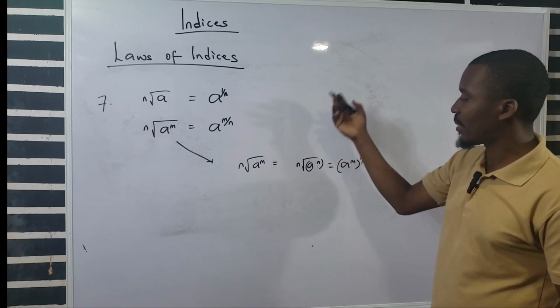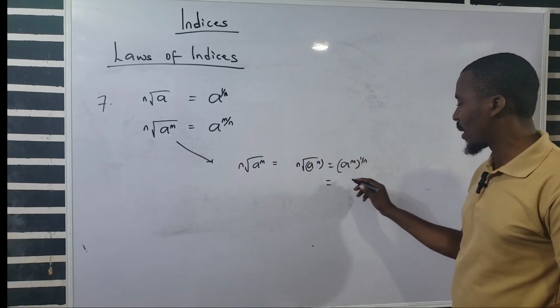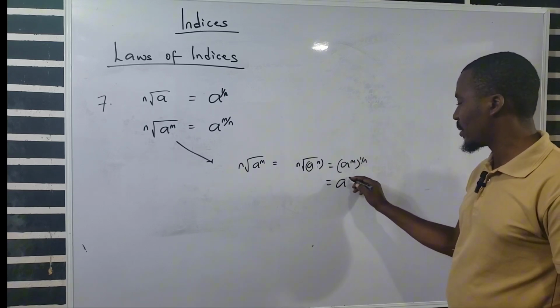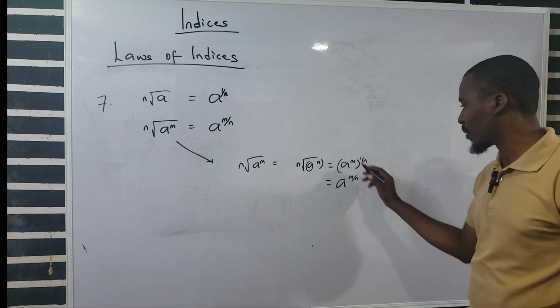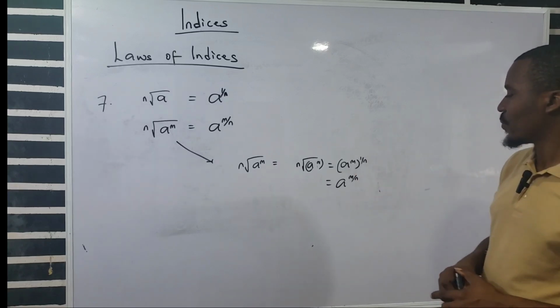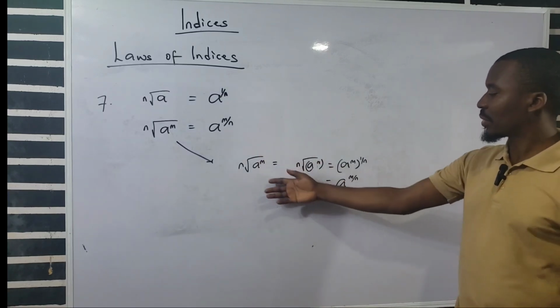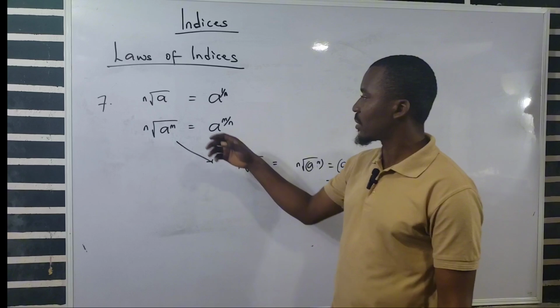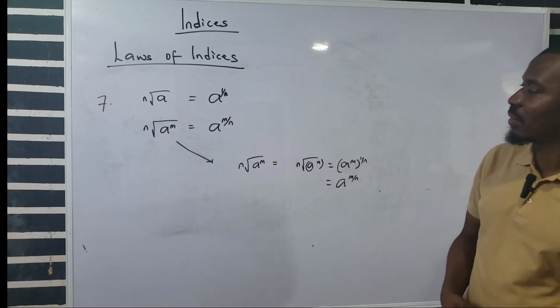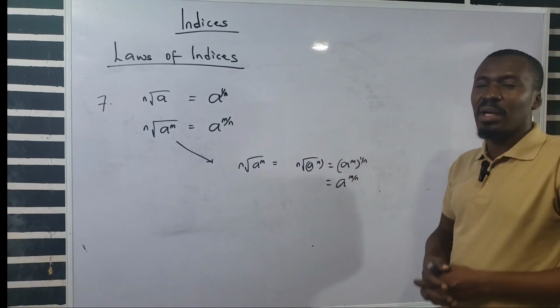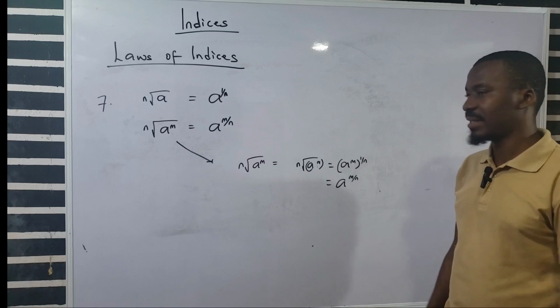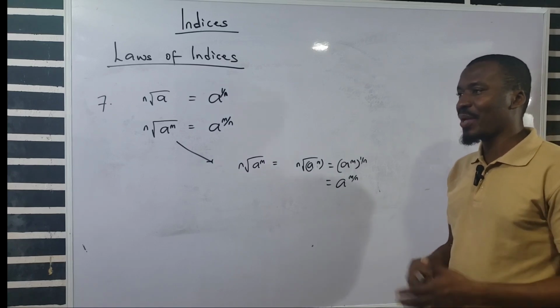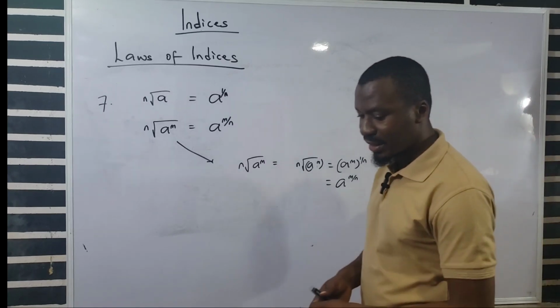And when you multiply, applying the last law that we looked at, we have a to the power m over n, because 1 times m will give you m. Okay, so you can play with it. You still get the same thing that we have there. So these are the laws of indices. Okay, so we have stated the 7 laws of indices.